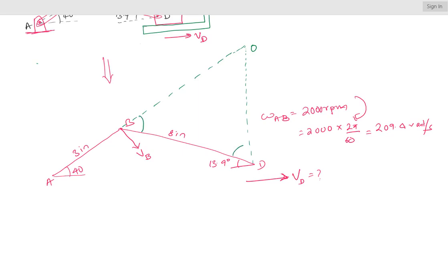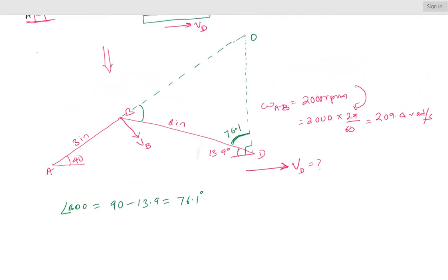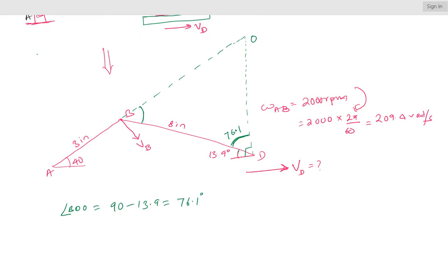Now this angle BD is easy because this is 90 degrees, so 90 minus 13.9 is 76.1. So angle BDO is 90 minus 13.9, which is 76.1 degrees. Similarly, this angle OBD can be found like this.